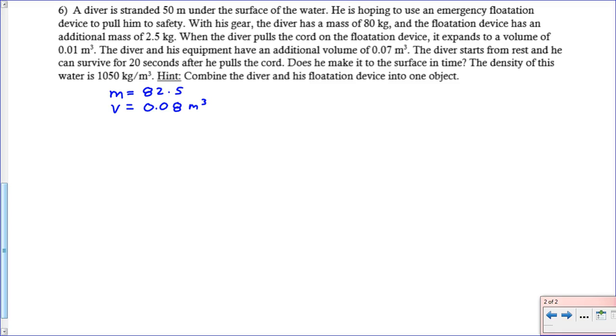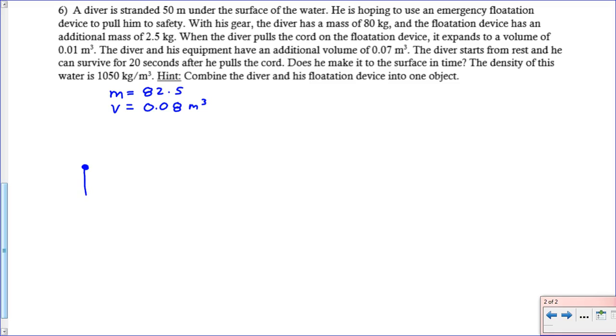What we're going to do here is figure out the forces acting on this person, and it says that this person has 20 seconds after he pulls the cord to reach the surface. So I'll figure out what the forces are, and then figure out how much time it would take him to reach the surface. I think that's the most straightforward way of doing this problem. There are other ways, though. So if you take another method and you still get the same result, it's probably right. But as I said, I think this is the most straightforward way.